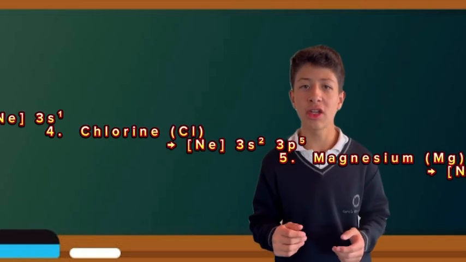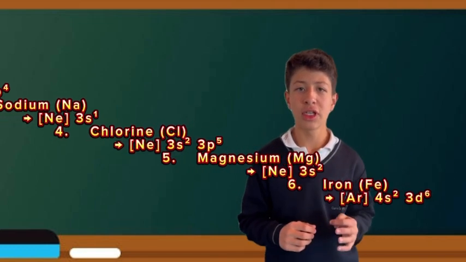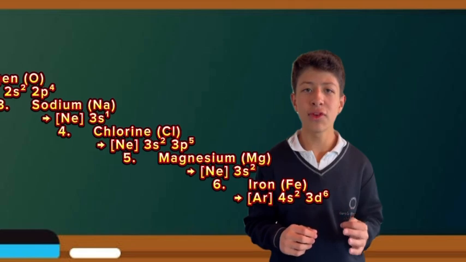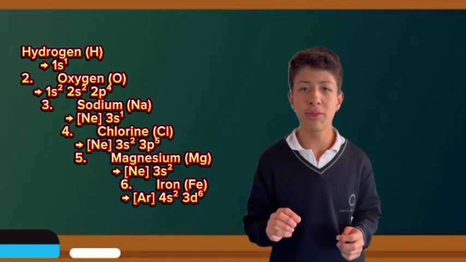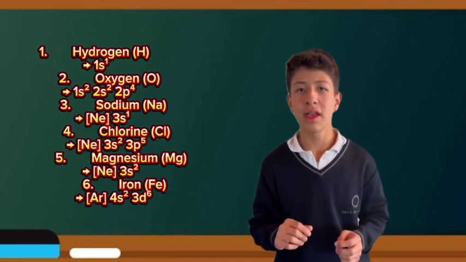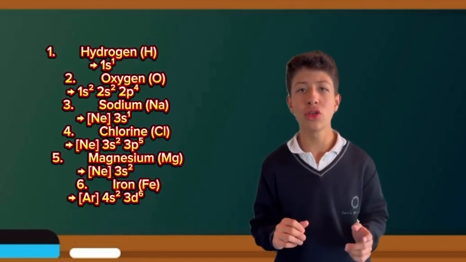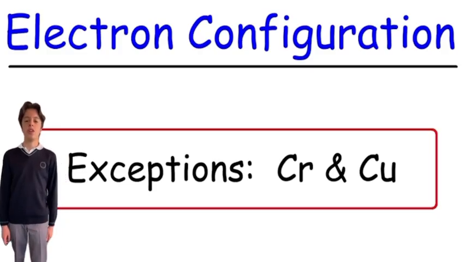1s1. 2. Oxygen, 1s2, 2s2, 2p4. 3. Sodium, Ne 3s1. 4. Chlorine, 3s2, 3p5. 5. Magnesium, 3s2. 6. Iron, 4s2, 3d6.